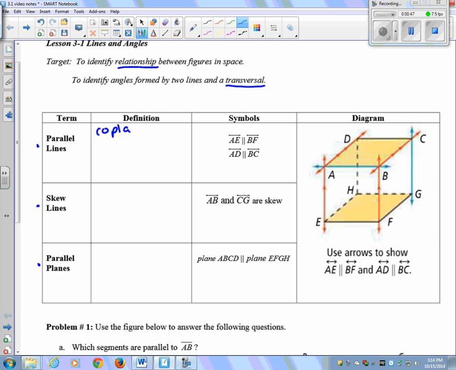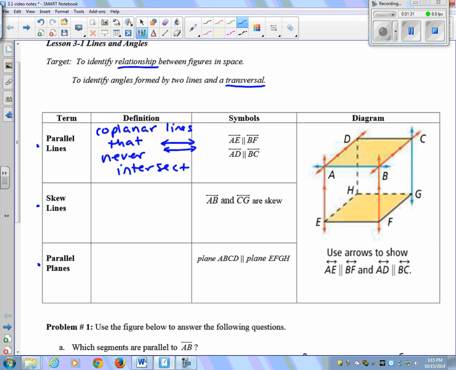coplanar lines that never intersect. Coplanar means they are in the same plane. We could have parallel segments or parallel rays, but whatever we're talking about, they are coplanar, and they never intersect. If you think of train tracks, they run right next to each other, parallel, and they never get closer to each other at any point. They're just the same distance apart forever.